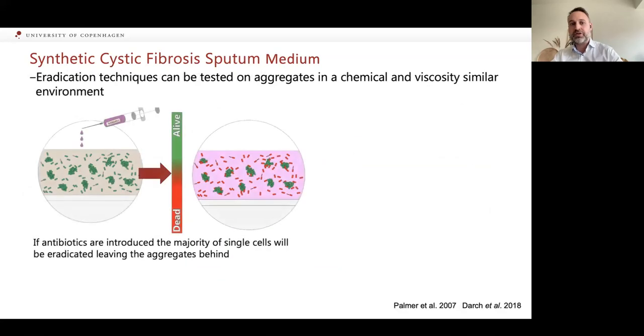You can use this media to do live-dead treatment and see how antibiotics work. It will kill the planktonic culture, but it won't kill the aggregates. So it's very close to what we have seen in other systems.